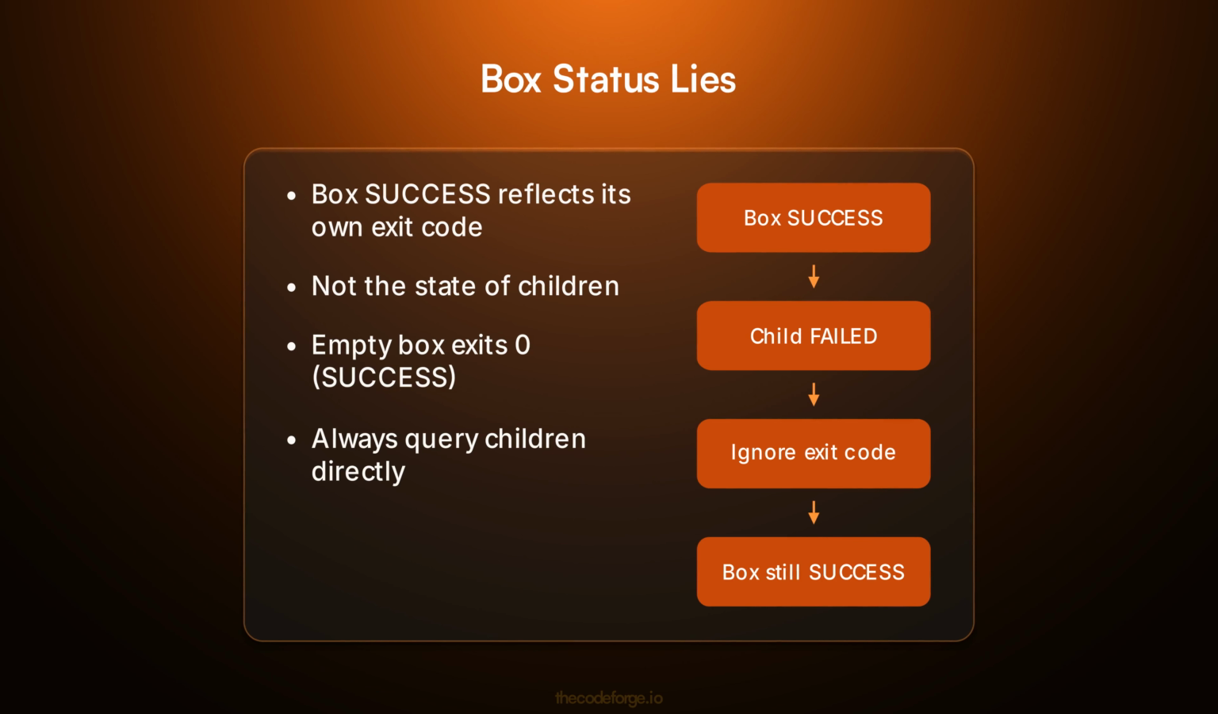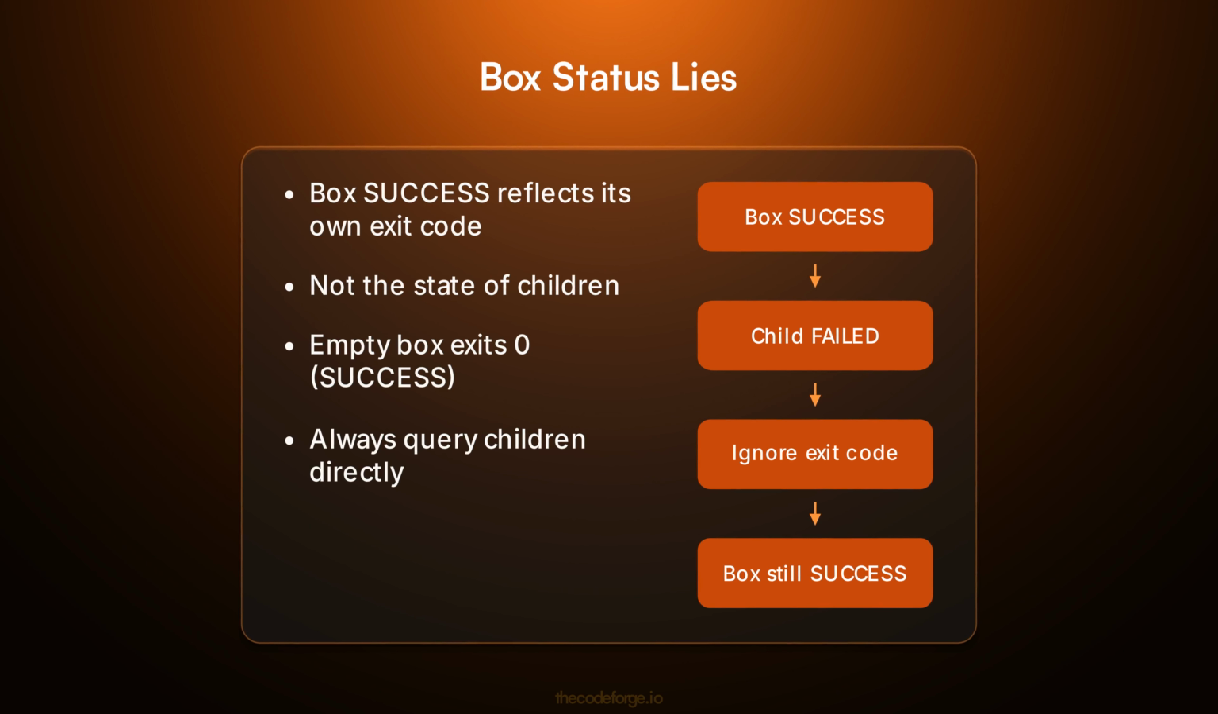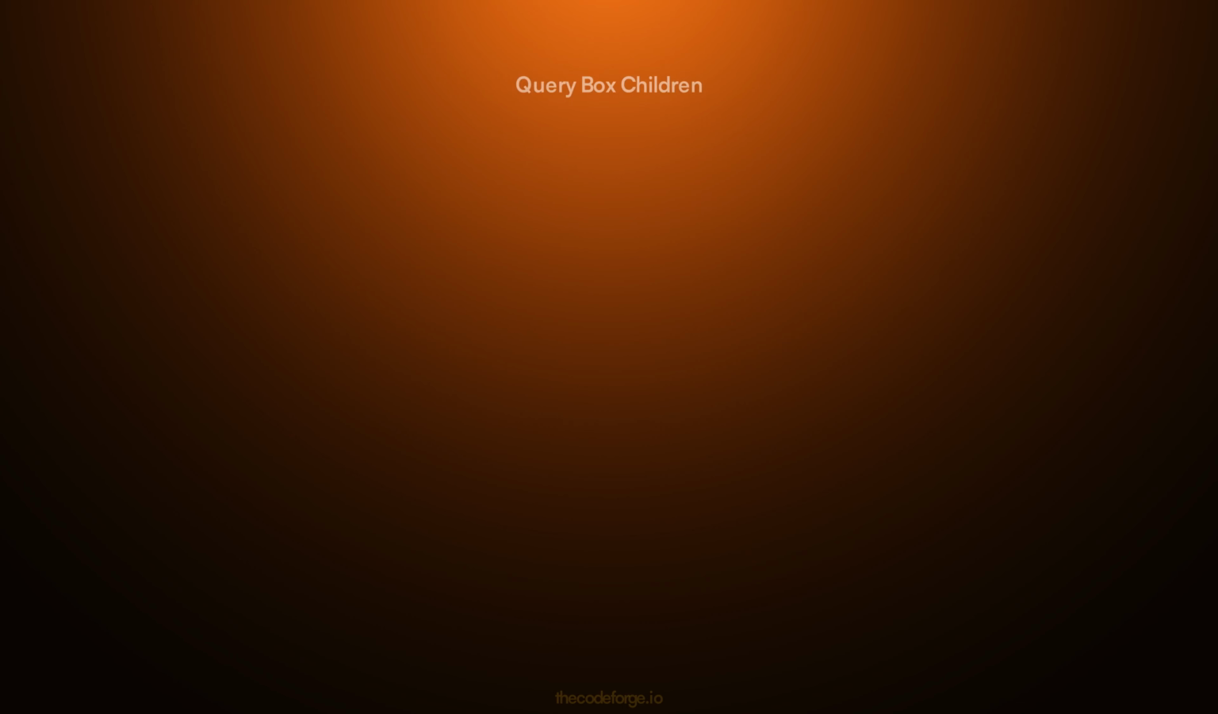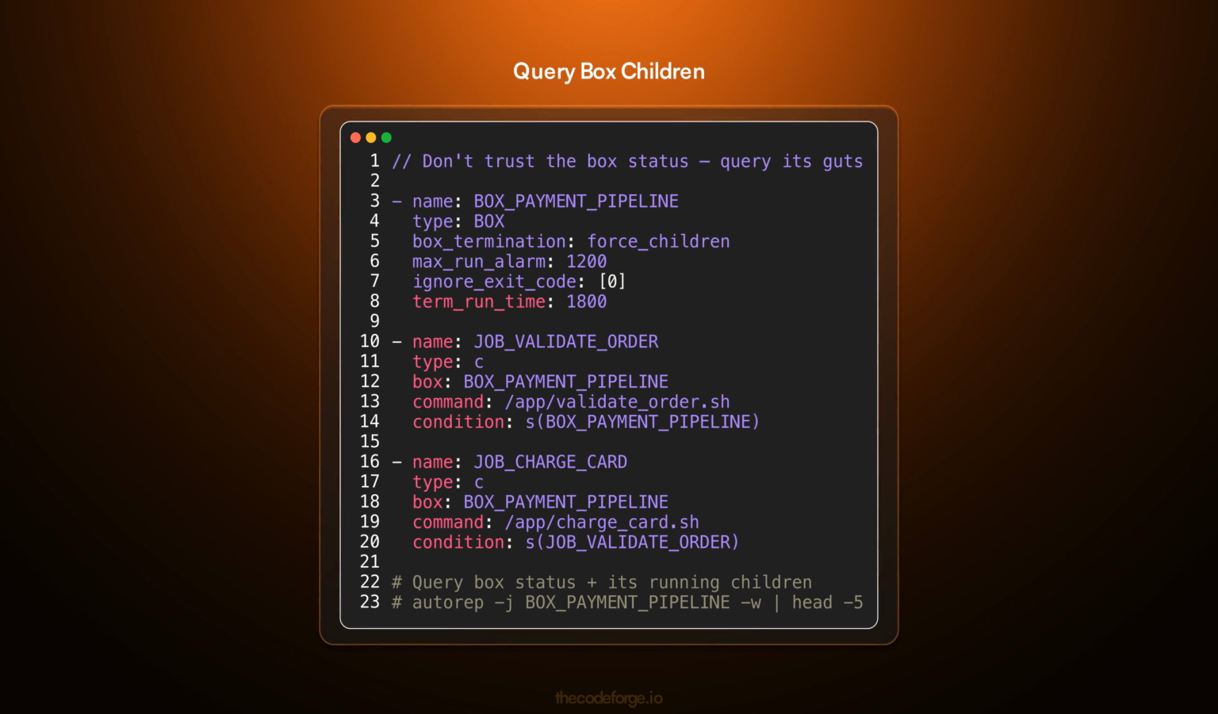A box job status is a facade. A box with 0 jobs inside exits 0. A box with 50 failed jobs that all have ignore exit code still exits 0. Never trust the box status for upstream dependencies. Always query the box's children directly.